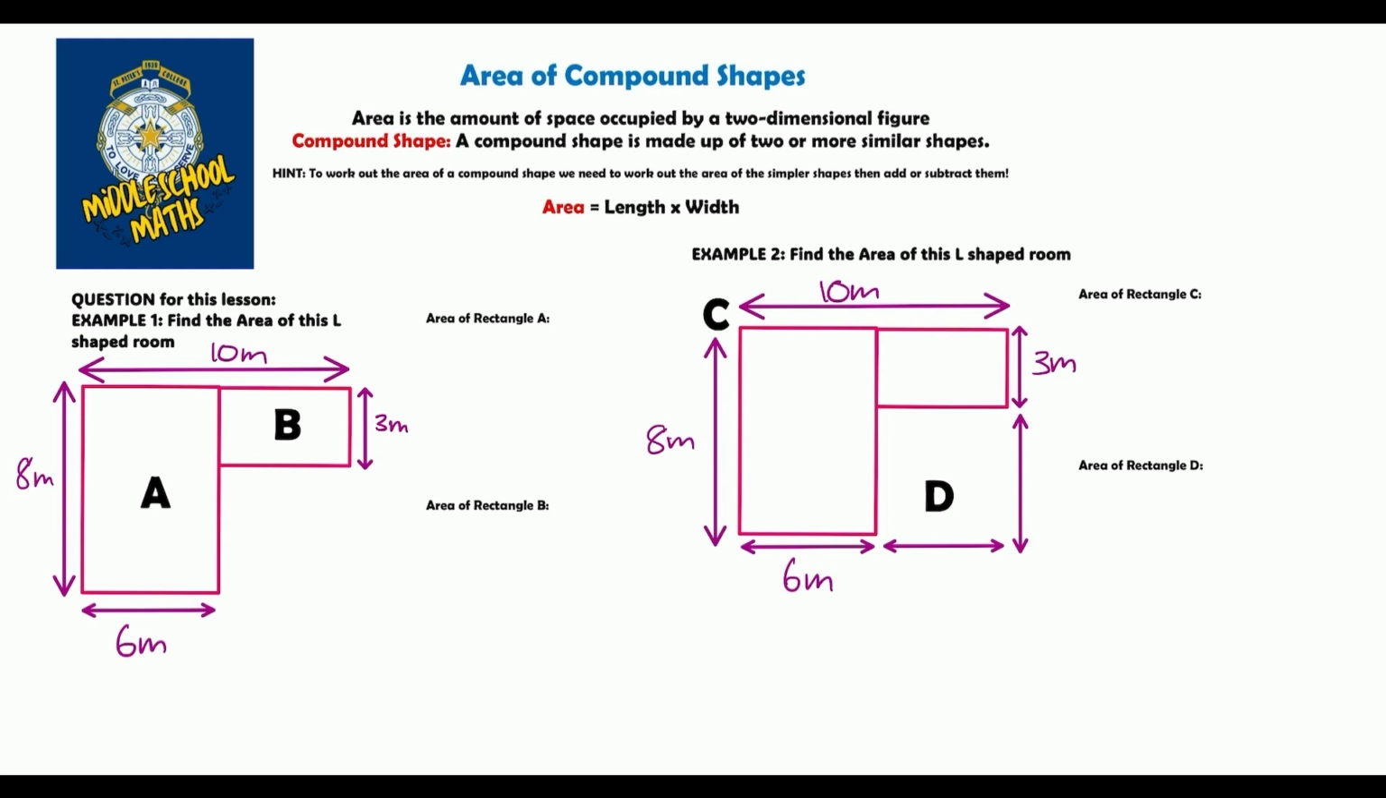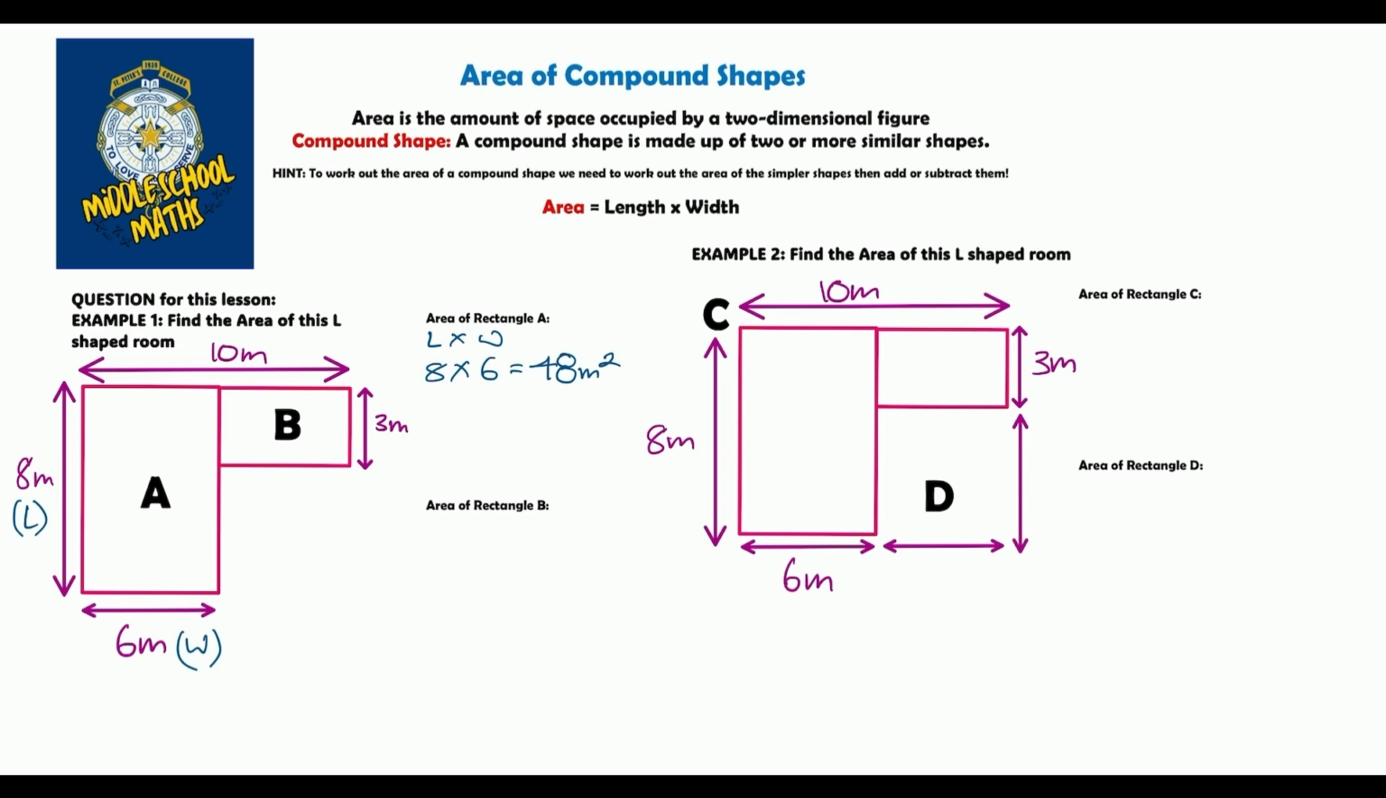If we have a look at A, we know that the area of a rectangle is length times width, and we can see that 8 is the length and 6 is the width. So we can go 8 times 6, which we know is 48, and it is in meters, so that is meters squared.